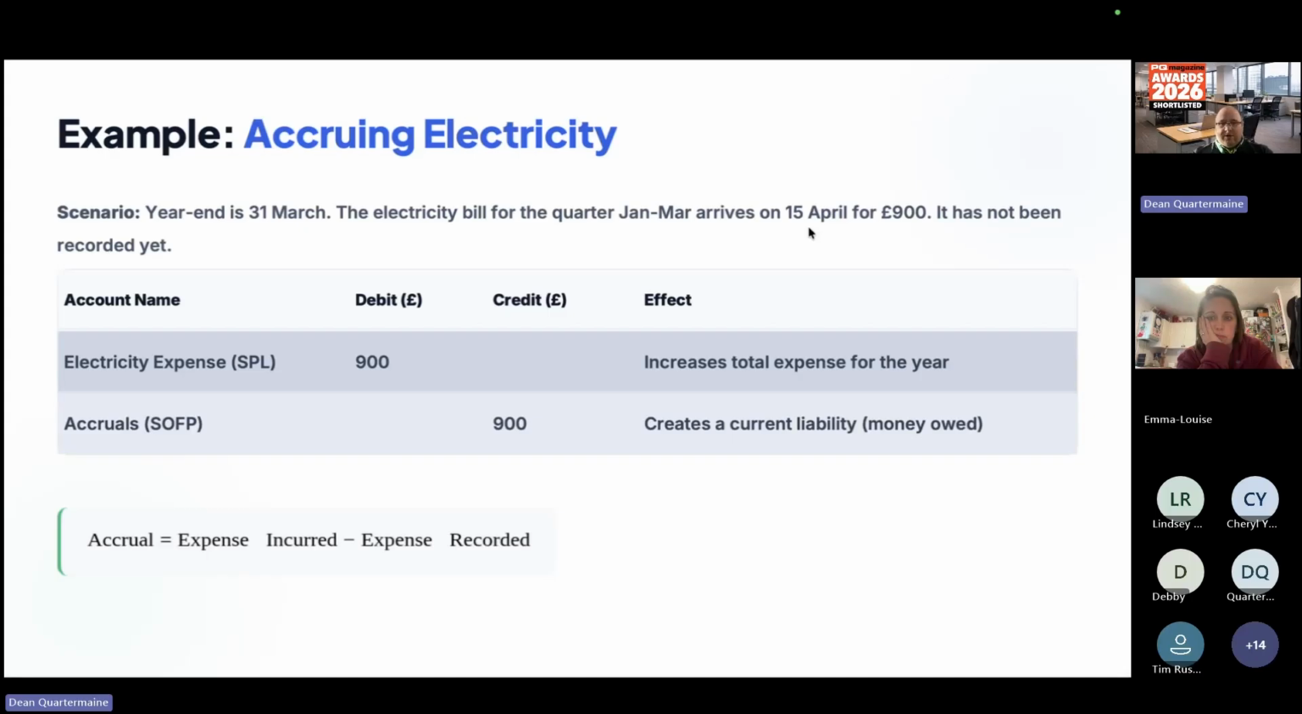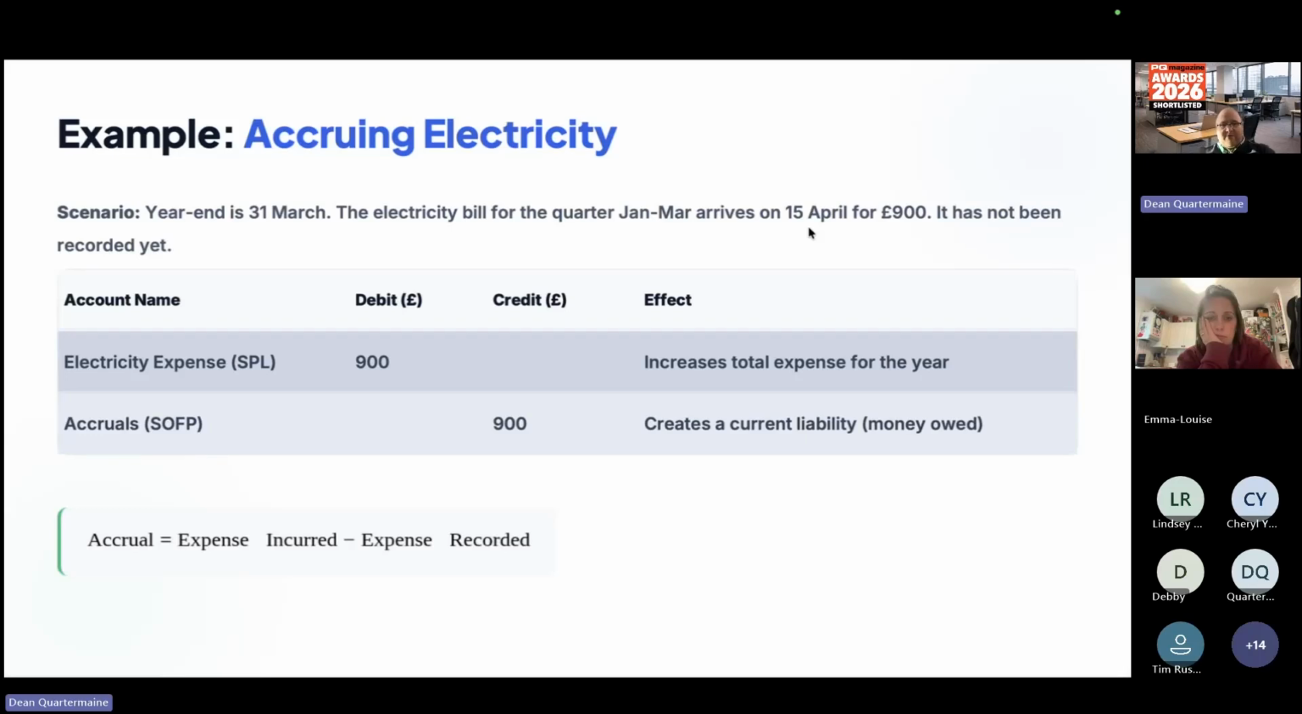Yeah, which in this case is the credit, which creates a current liability because we owe the money for those expenses. So at the end of this financial period, we haven't had the bill, yeah, but we owe, at some point in the future, we're going to get a bill and we'll owe £900. So we've got a current liability.